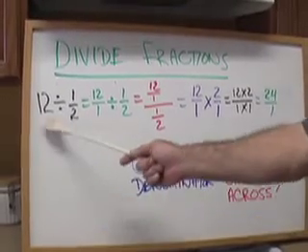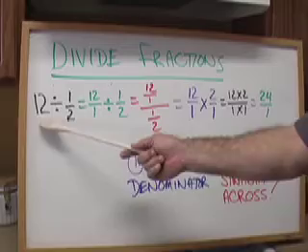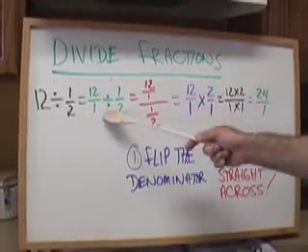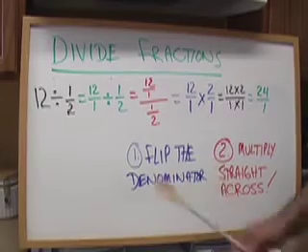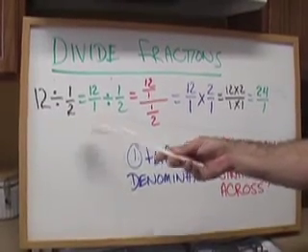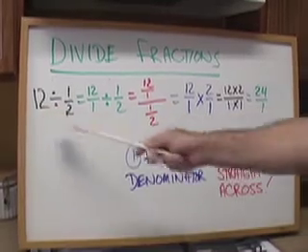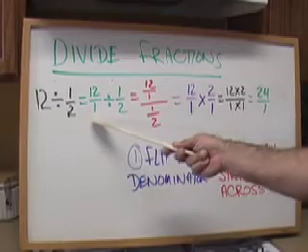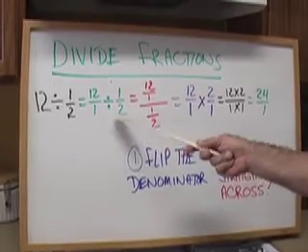So here we go. We have the number 12, we're dividing it by a half. That's the same thing as saying 12 over 1. Remember, you can make a fraction out of any number by dividing it by 1. How many times does 1 go into 12? 12 times. Equals 12. So 12 divided by a half is the same thing as 12 over 1 divided by 1 over 2.